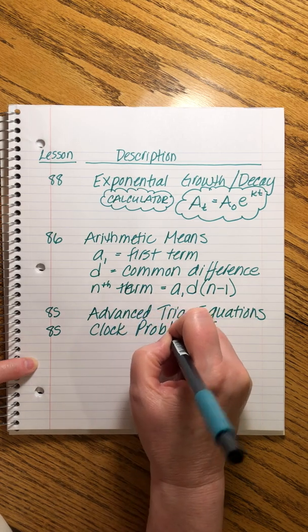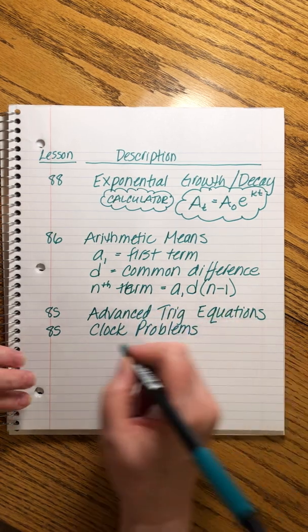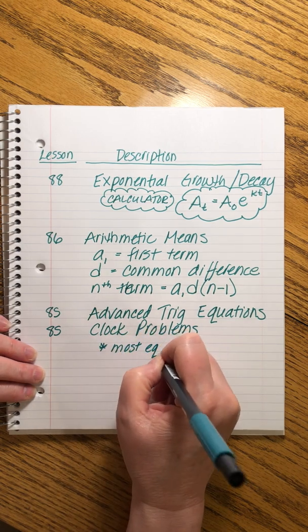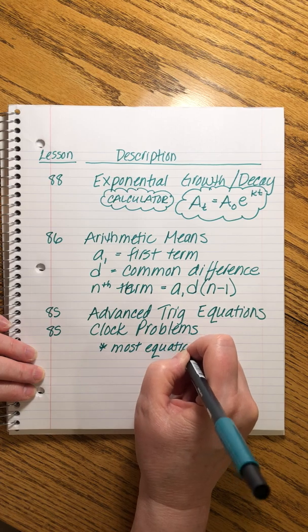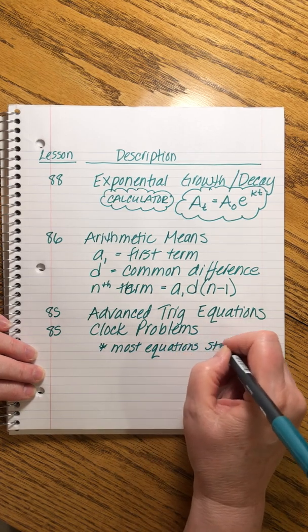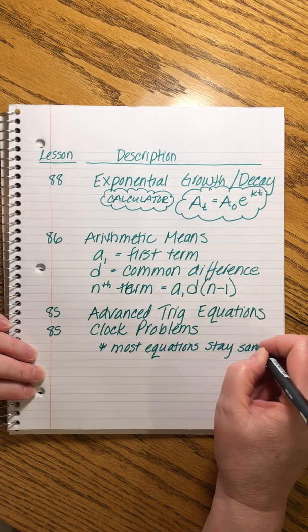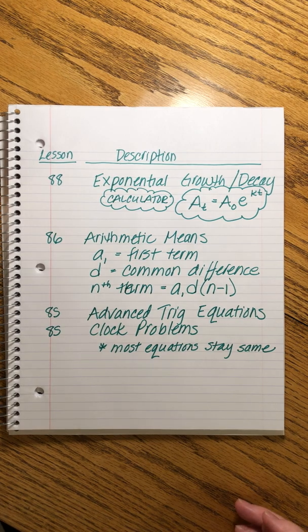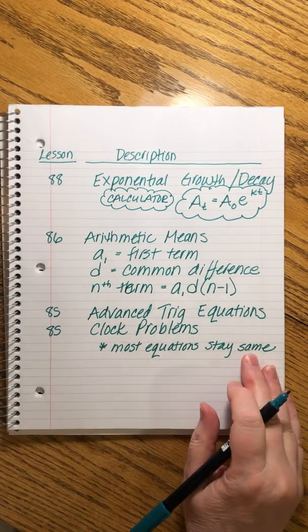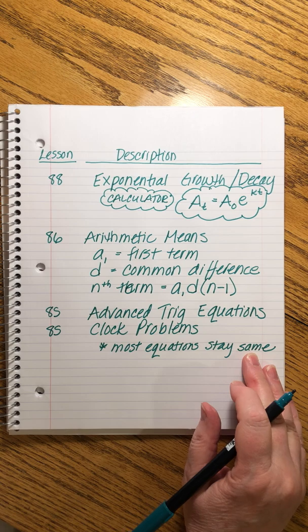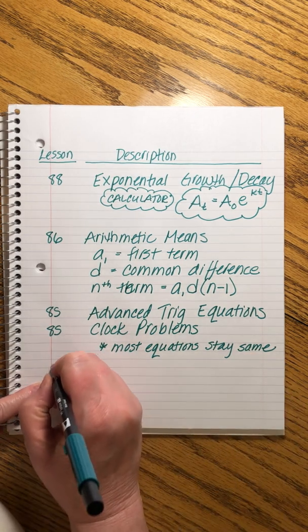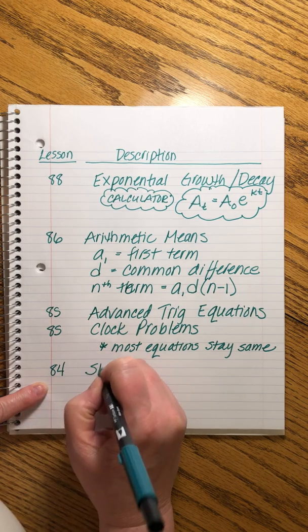Clock problems are nice if you remember that most of the equations stay the same from problem to problem, right? The rate of the big hand, the rate of the little hand, the number of spaces that the hour hand will move. Check your notes, but most of those equations stay the same. There's only one or two that you actually have to figure out. And then the last one I put on my list, 84, is sketching sinusoids.